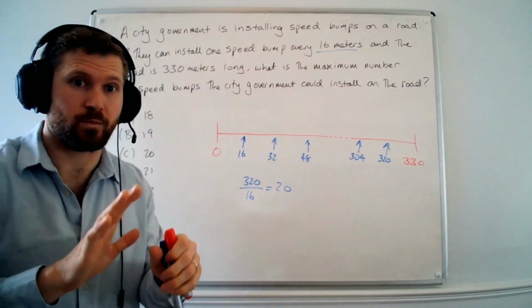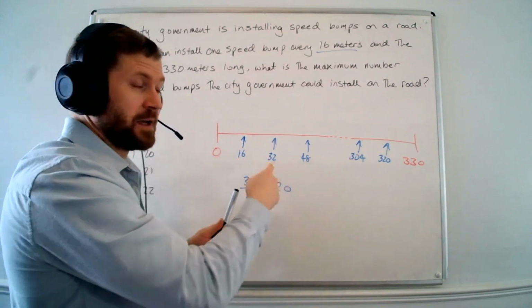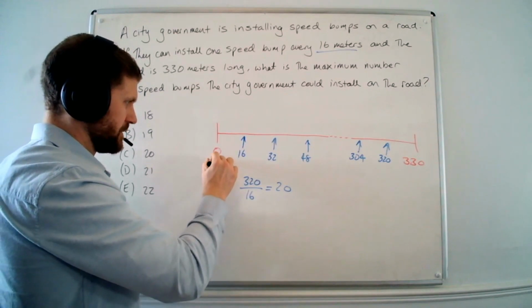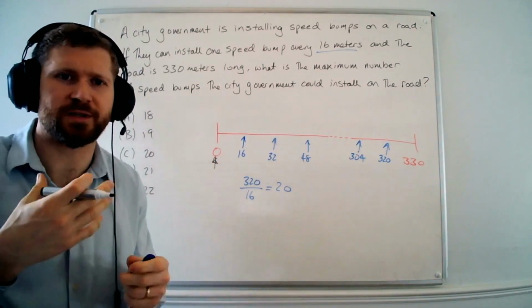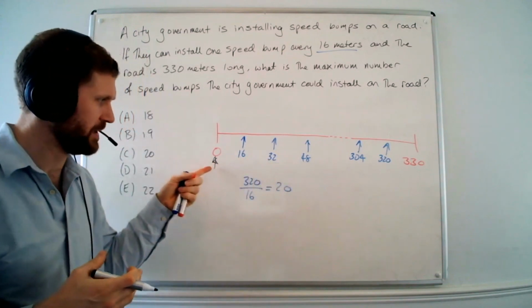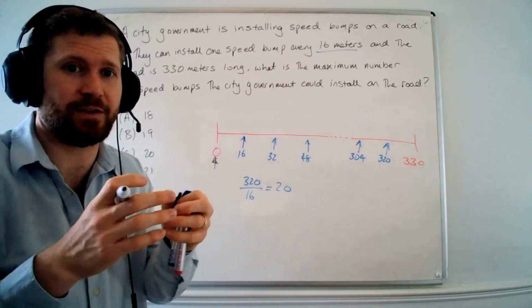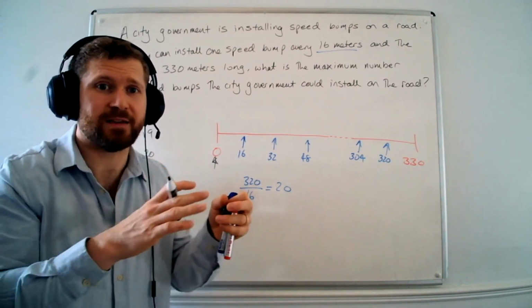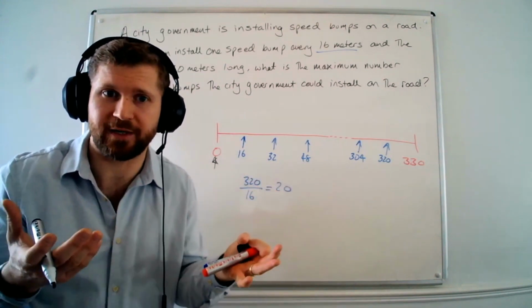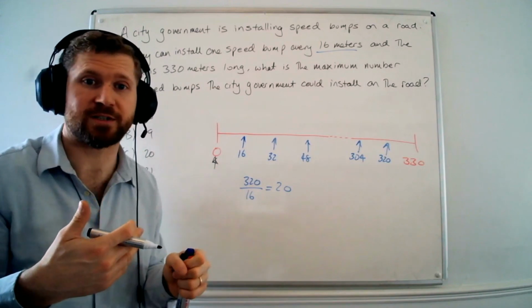Okay, what I'd say to that is, let's just pause for a second. First of all, you're totally right. The 16 times table is valid here, but 0 is also in the 16 times table. Yeah, we've got 16 times 1, 16 times 2, 16 times 3. How about 16 times 0? Could I put a speed bump in at the 0 point? Now, in this real life scenario about the city government installing speed bumps, probably not.